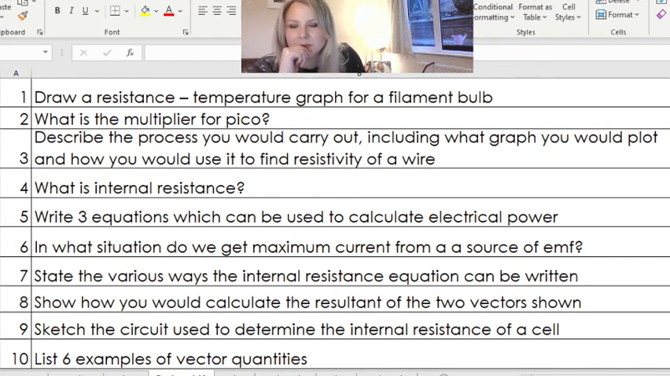The only one which is a little bit questionable is, what one was it? See question 8. Show how you would calculate the resultant of the two vectors shown. If you just show how you would calculate the resultant of two perpendicular vectors for me. The rest I think are okay. So pause and get those answered now.